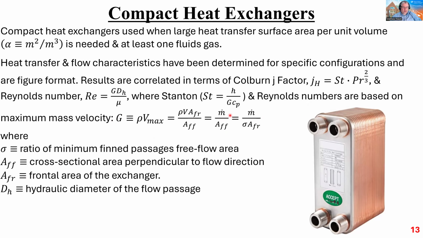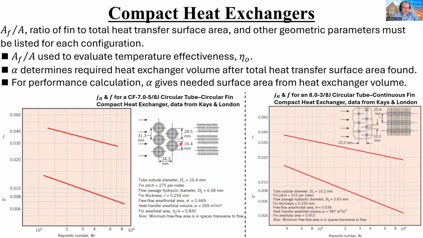And so you take the mass flow, you divide by the area, and you get a velocity essentially, which then goes into Stanton number, Reynolds number, and then these feed into the Colburn J factor. Okay, so that's a lot, right? So let's just take a look at how this actually works.